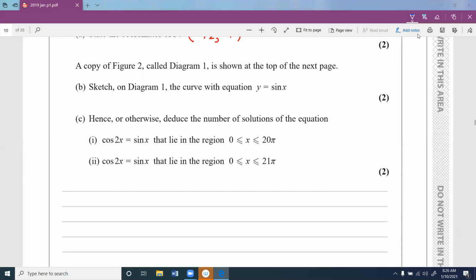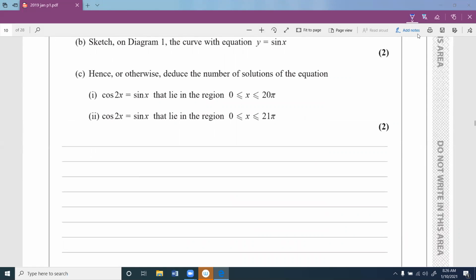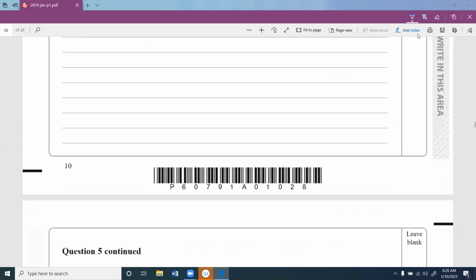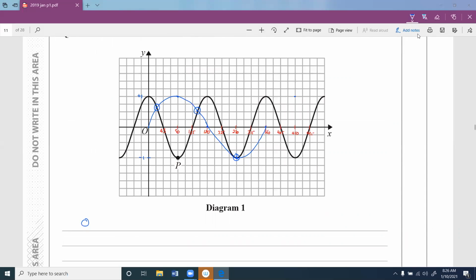Reference to this question, they can ask you, hence or otherwise, find the number of solutions for 0 to 21π. Then we know that 0 to 2π, this 360 degrees, is how much? 2π. Then you know that 0 to 2π, how many solutions are there? 1, 2, 3. 3 solutions. Then if you take 0 to 20π, that means 10 times of that. That turns up to 30 solutions.